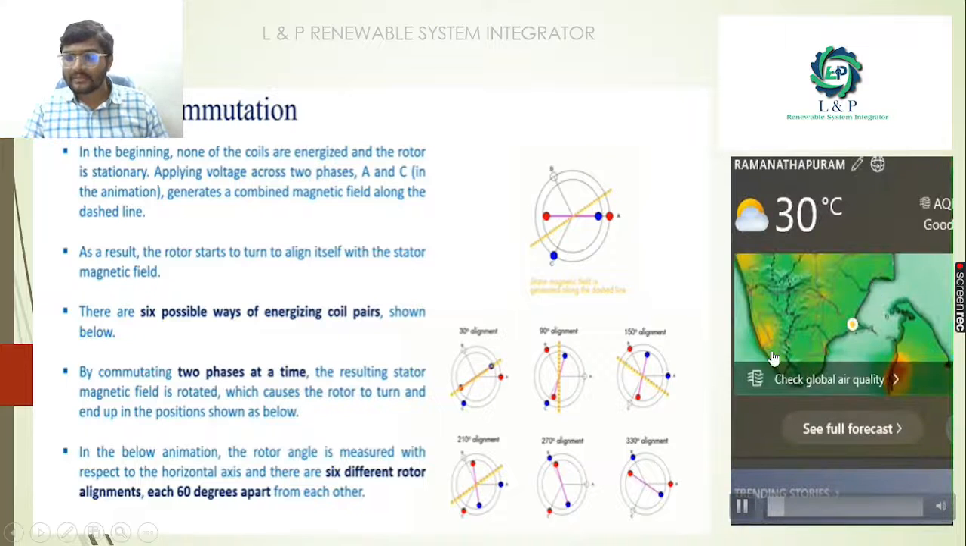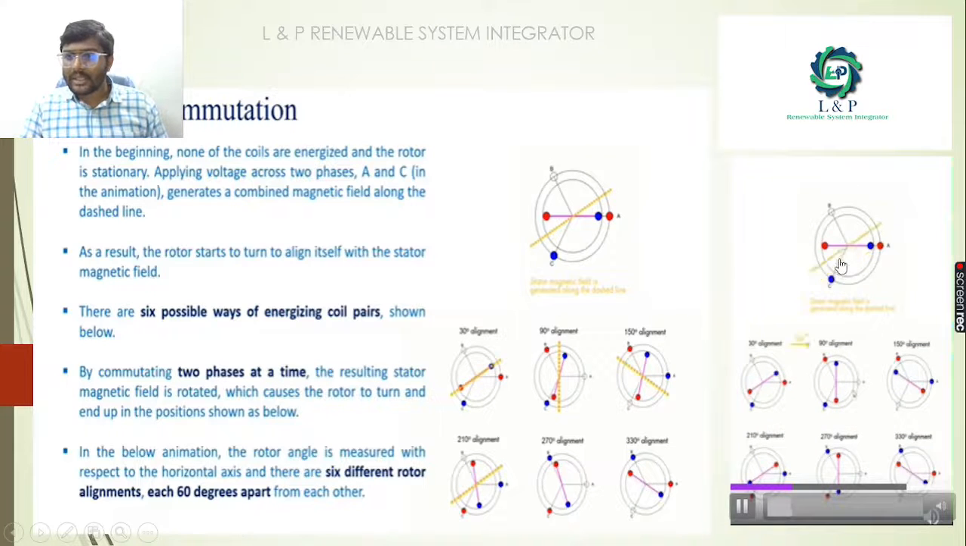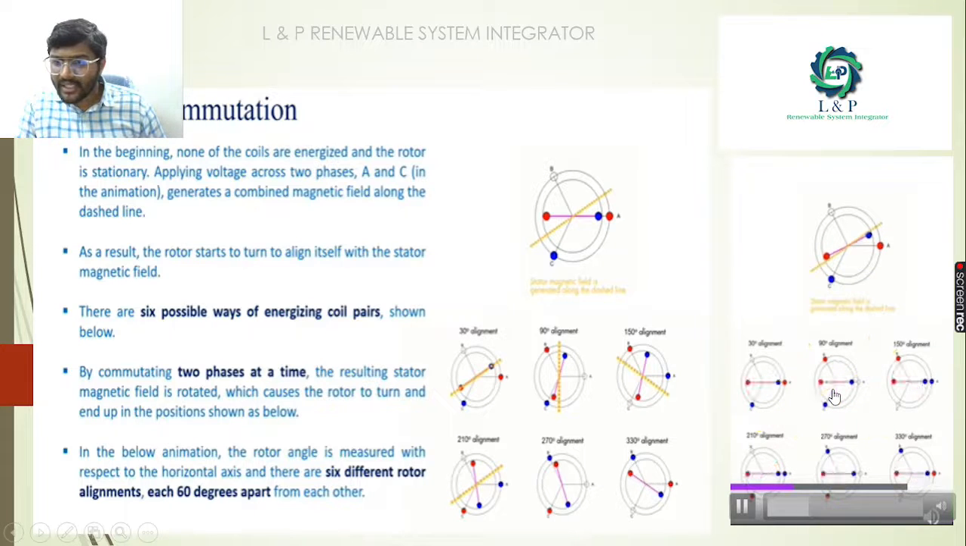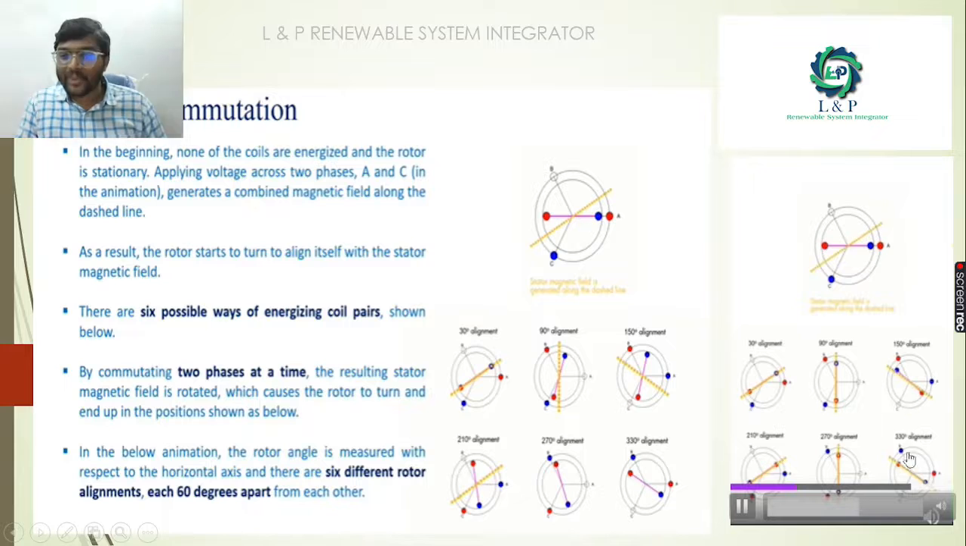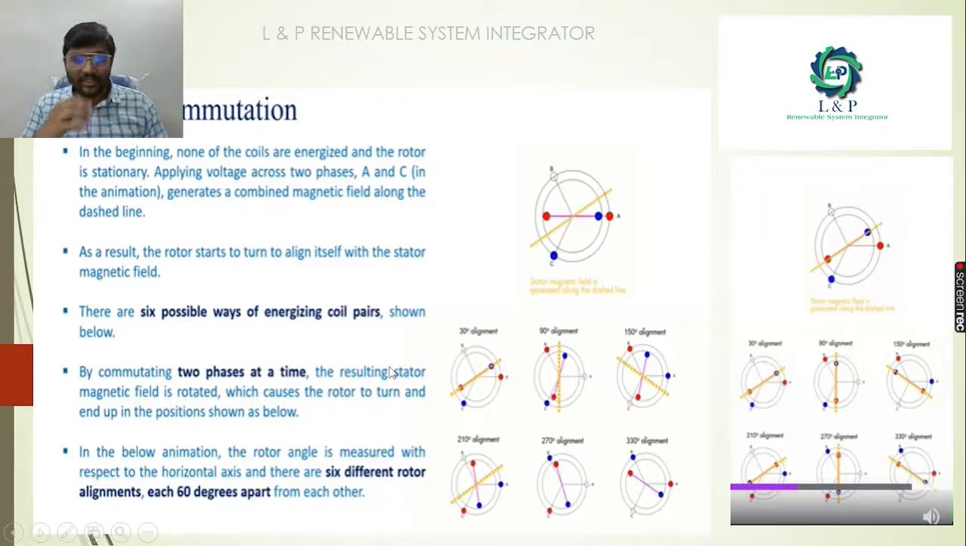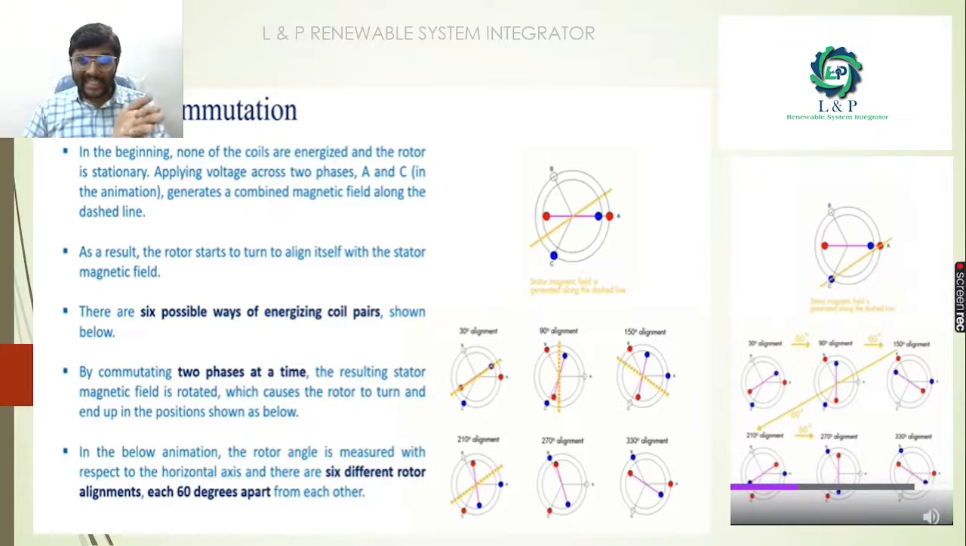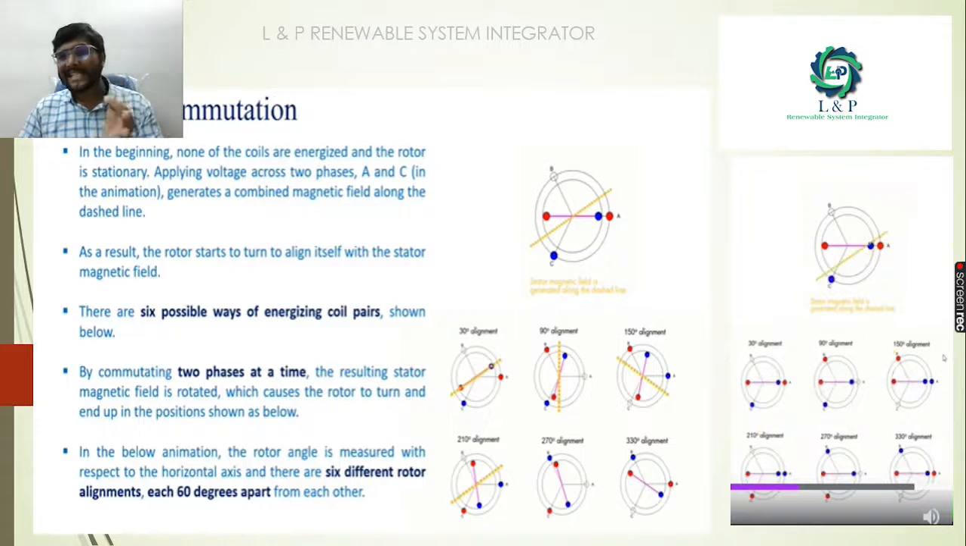See here, we have a 30 degree alignment, a 90 degree alignment, a 150 degree alignment, 210 degree, 270 degree. So after every 30 degrees, see here, we have two parallel alignments, two same phases at a time. So we have 6 different rotor alignment configurations, each being 60 degrees apart.